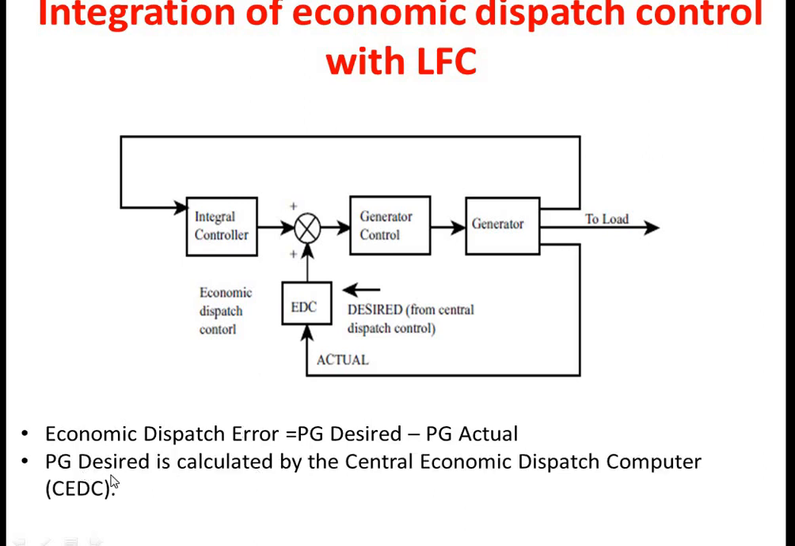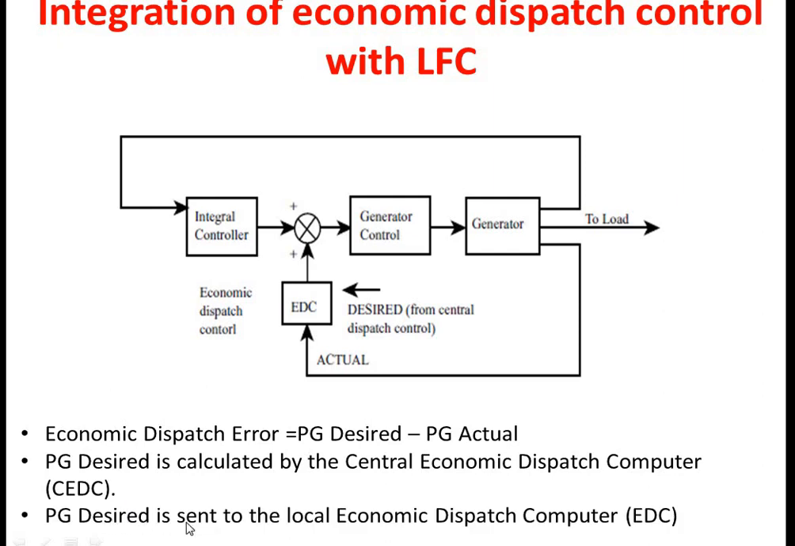And the desired power generation is calculated by the central economic dispatch computer. So the desired value we know by estimating the load demand. And now the PG desired is sent to the local load dispatch center computer. So with that value, we are just going to compare the actual value for getting the economic dispatch error.